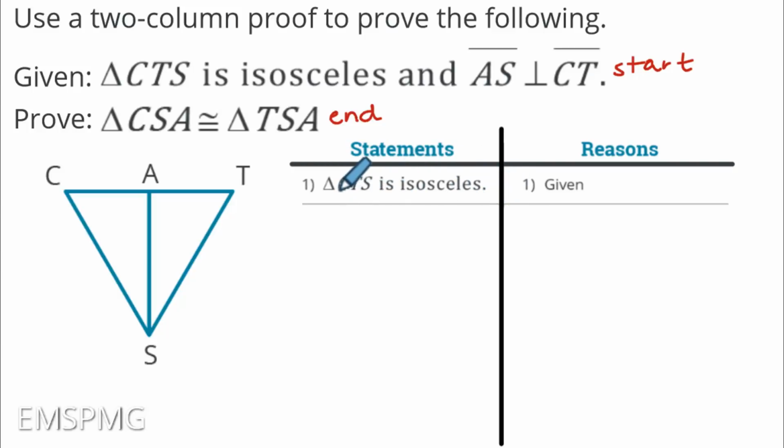If triangle CTS is isosceles, what that means is that there are going to be some congruent sides and some congruent angles. So what I'm going to know here is that in this triangle, angle C is going to be congruent to angle T, because these are the base angles of my triangle. These are the two congruent angles. So in the proof, I'm going to say angle C is congruent to angle T.